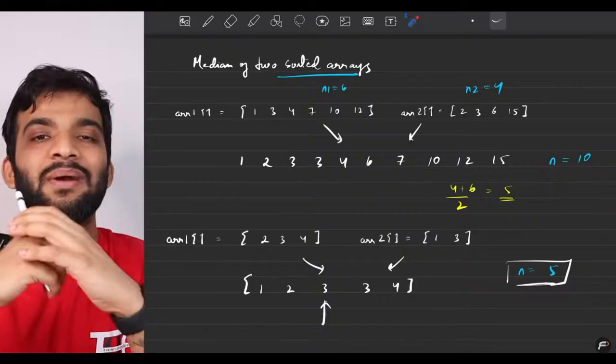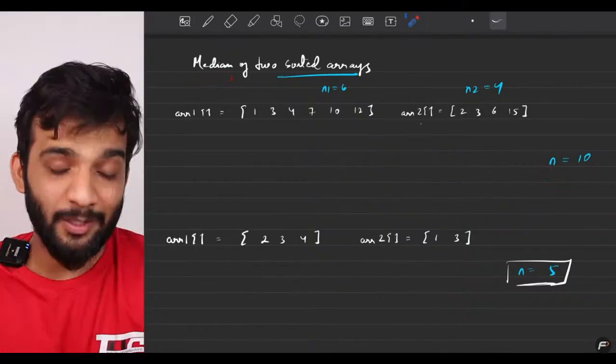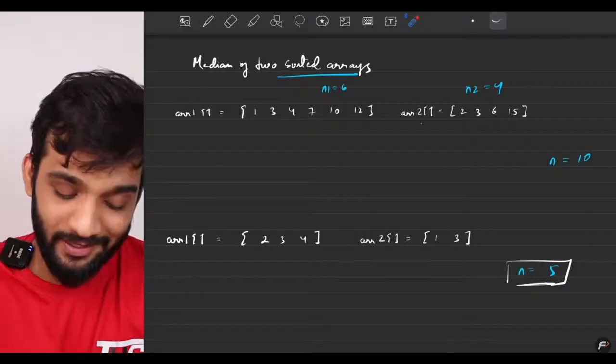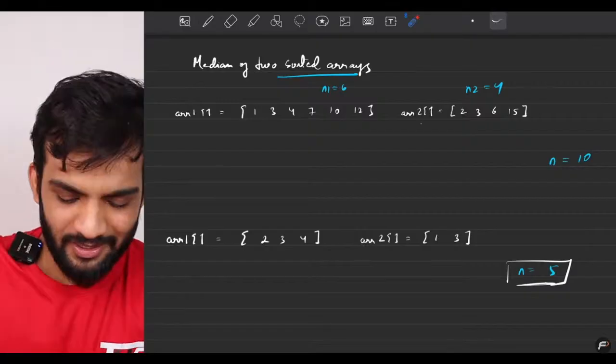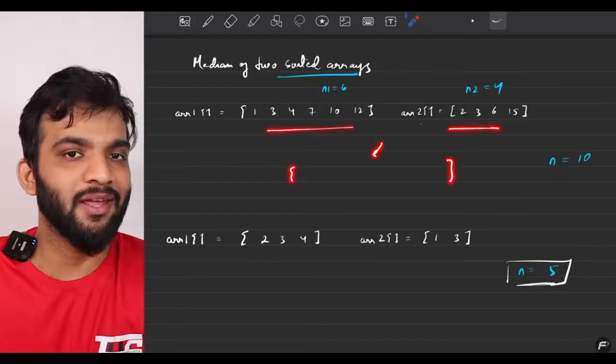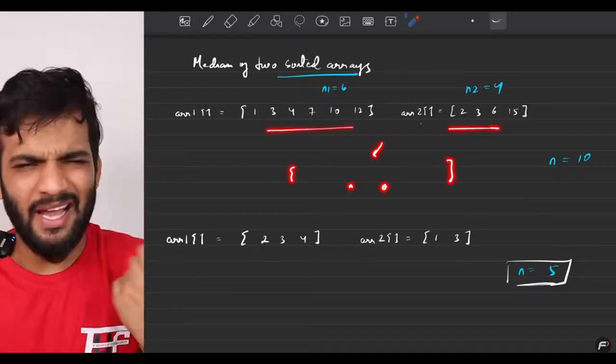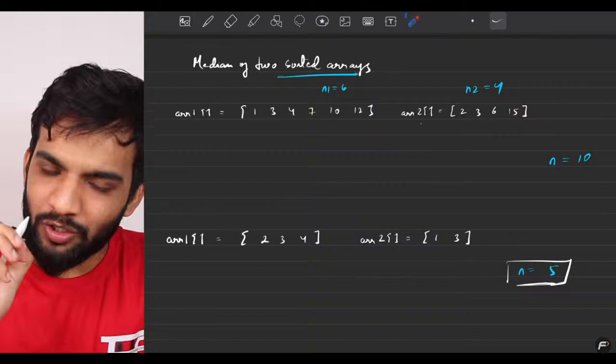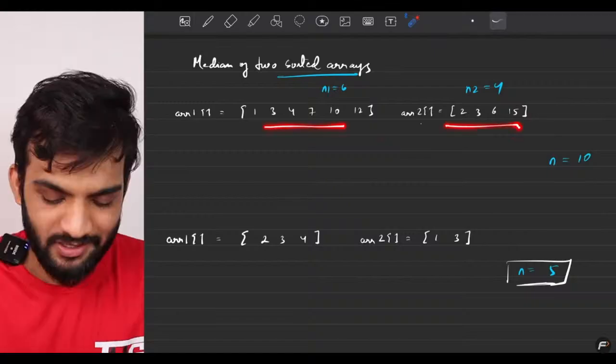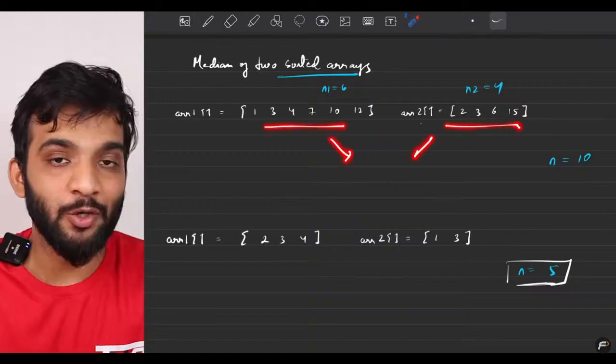Now this is what we have to find: the median of 2 sorted arrays. So what is the first solution that you can think of? The extreme brute force that comes to my mind is, okay, 2 sorted arrays. Can I merge them into a third sorted array? If I merge them, then I know I can solve it afterwards. And the point to notice over here is that both of them are sorted arrays, and you know how to merge 2 sorted arrays into one. We have done that in merge sort, isn't it?